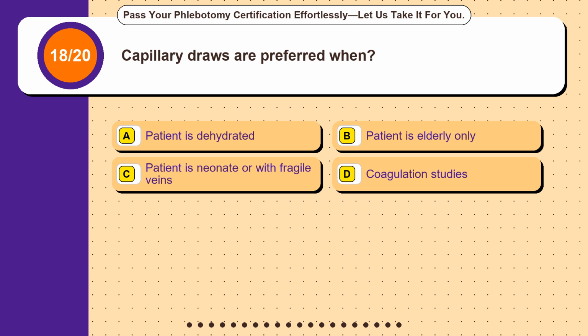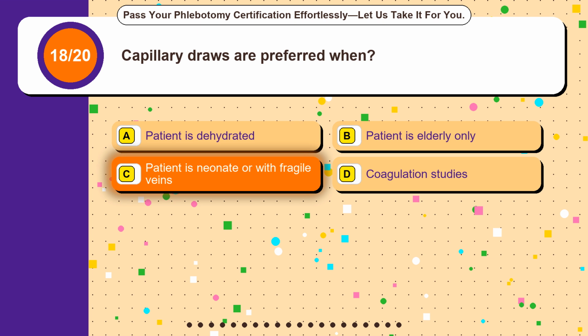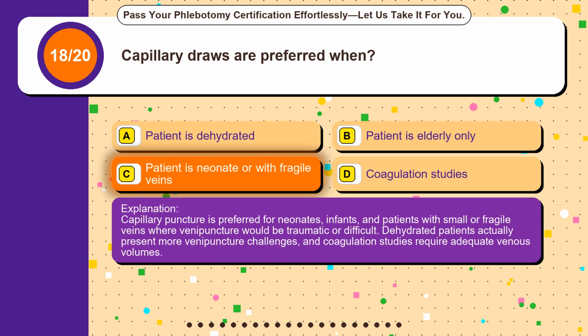Question 18. Capillary draws are preferred when? Option A, patient is dehydrated. Option B, patient is elderly only. Option C, patient is neonate or with fragile veins. Option D, coagulation studies. The correct answer is option C, patient is neonate or with fragile veins. Capillary puncture is preferred for neonates, infants, and patients with small or fragile veins where venipuncture would be traumatic or difficult. Dehydrated patients actually present more venipuncture challenges, and coagulation studies require adequate venous volumes.